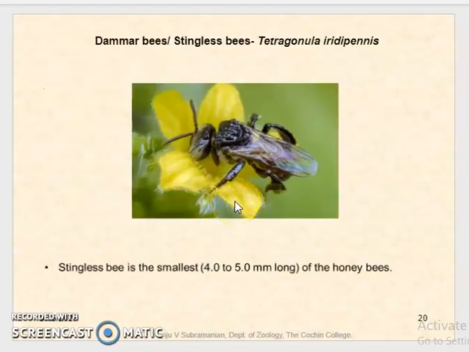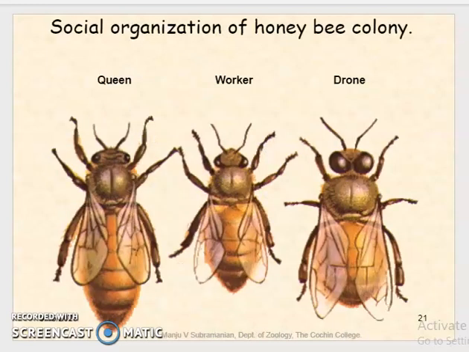Next is the dammer bees, or the stingless bees, called Tetragonula iridipennis. These are the stingless bees and it is the smallest of the honey bees. So these are the different types of honey bees that are used in apiculture. And there is a social organization which is exhibited by these honeybees.